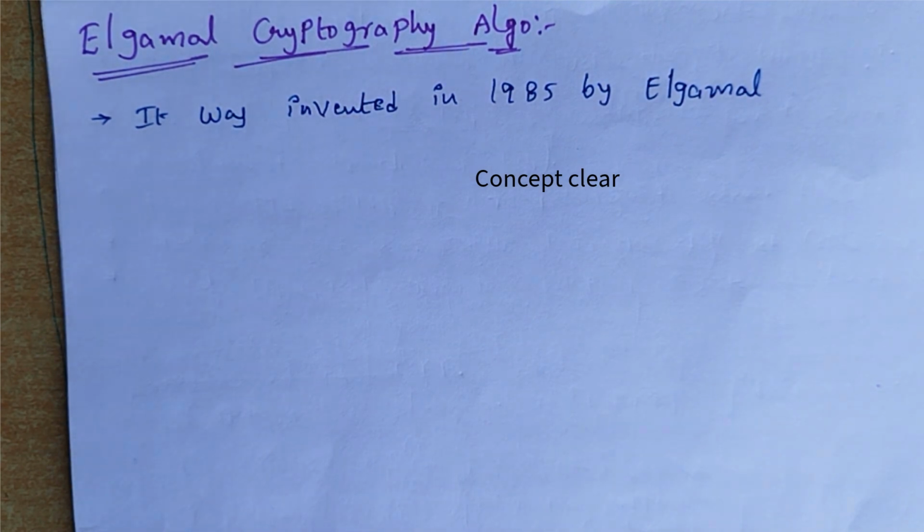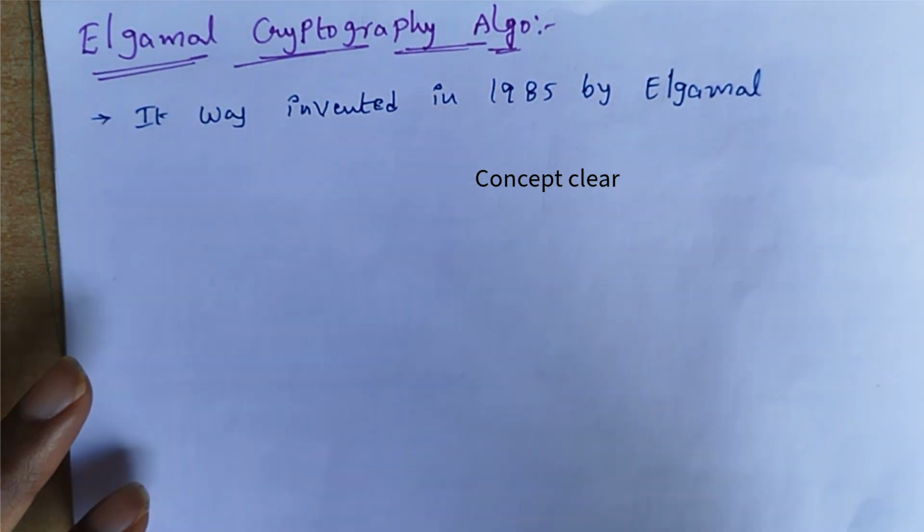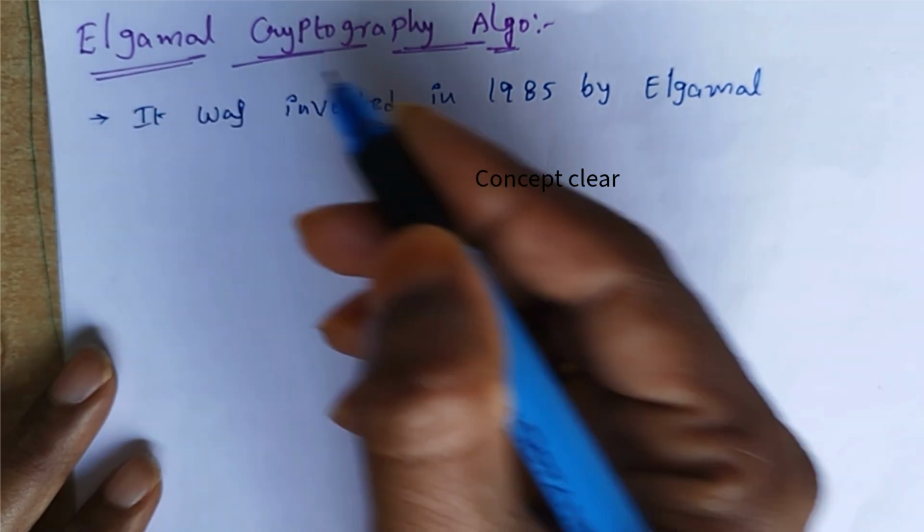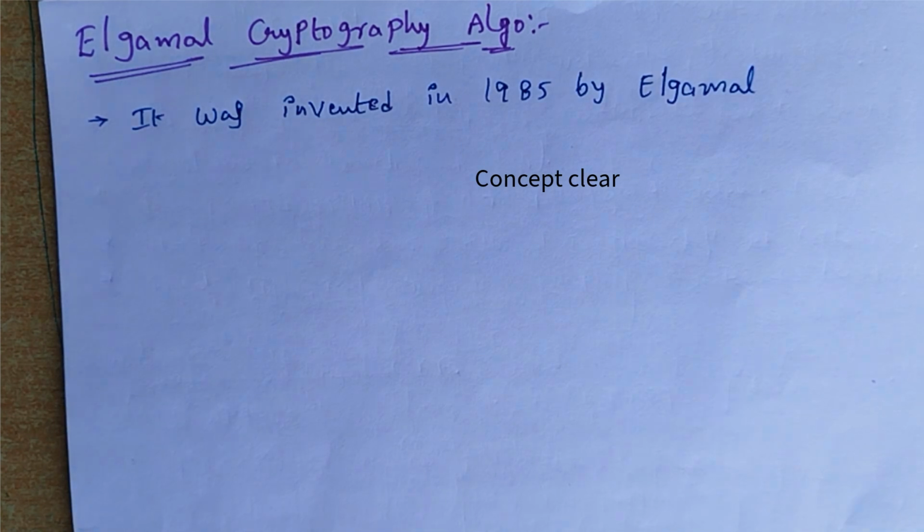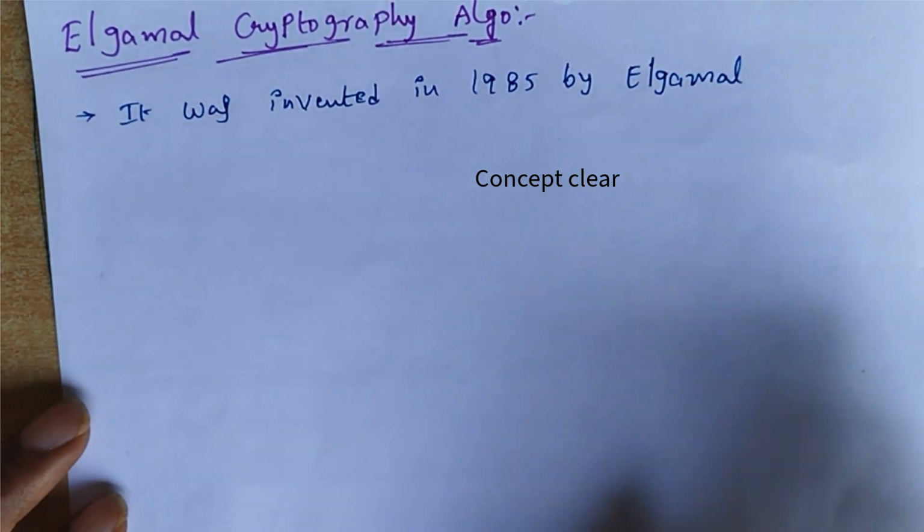In today's class, we will discuss the ElGamal cryptography algorithm in the subject of cryptography and network security. Okay, first of all, what is the ElGamal algorithm? The ElGamal algorithm is an asymmetric key cryptography.